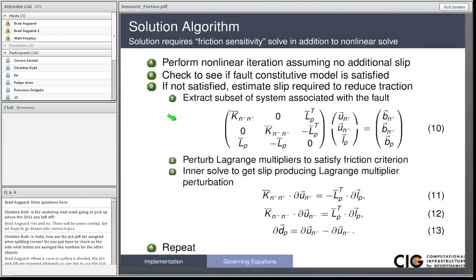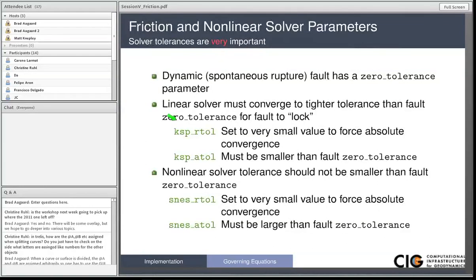So some comments about the friction and nonlinear solver parameters. With our fault constitutive model, we have an additional parameter to be aware of in addition to the PETSc nonlinear and linear solver parameters. There is a zero tolerance for the dynamic fault, and this is associated with the fact that in these quasi-static simulations we're using an iterative solver and there's a convergence tolerance.